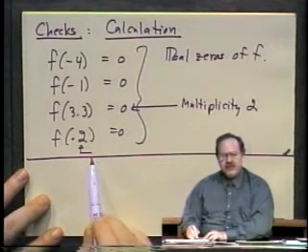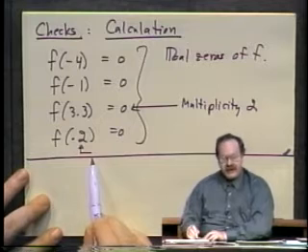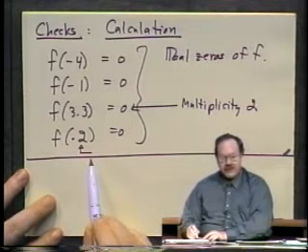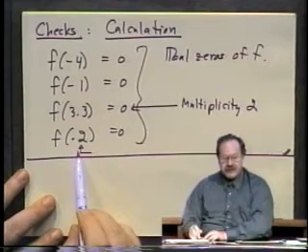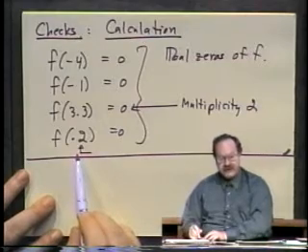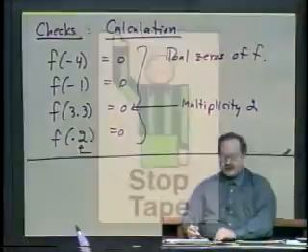You use all the information that you have to get as much information as you can about the locations of the zeros. Approximations are sometimes necessary, and that's the best you can do. But we did pretty well on this.